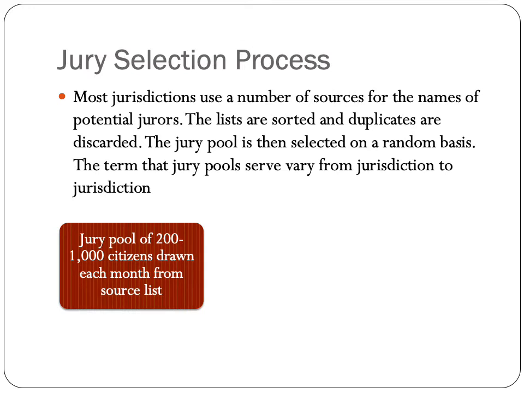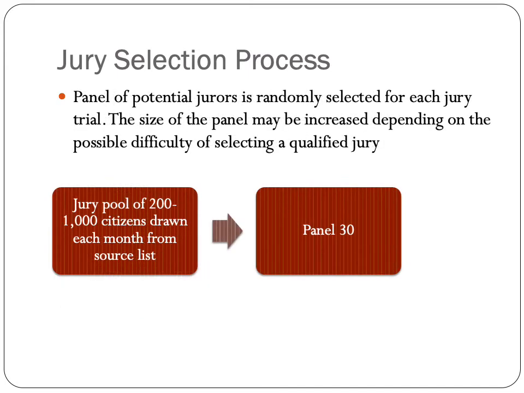With jury selection, most jurisdictions use a number of sources for the names of potential jurors. The lists are sorted and duplicates are usually discarded, and the jury pool is then selected on a random basis. The term that the jury serves also varies from jurisdiction to jurisdiction. So we've got this pool of usually 200 to 1,000 citizens drawn each month from these different source lists. Could be driver's license, voter registration, the phone book, any number of things. From that 200 to 1,000, there's a panel of potential jurors that's randomly selected for each trial.